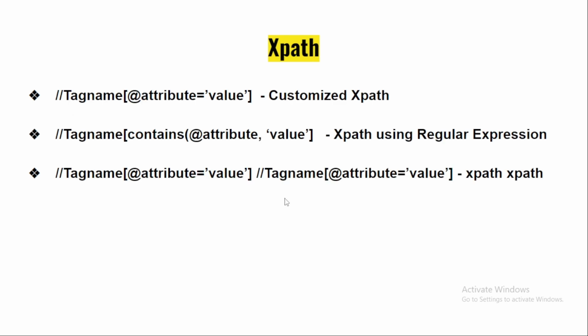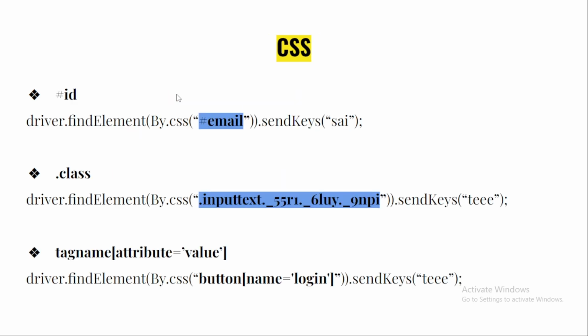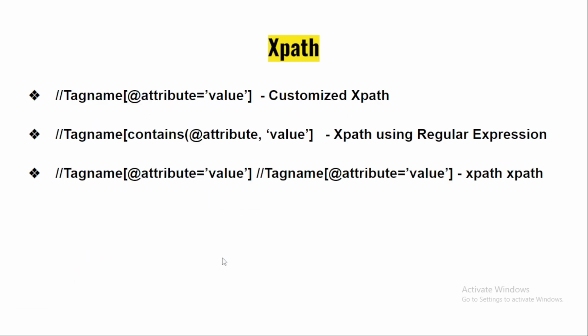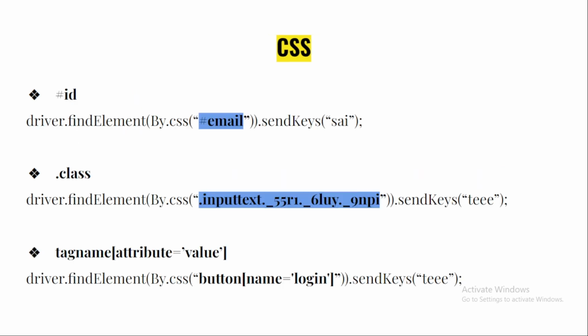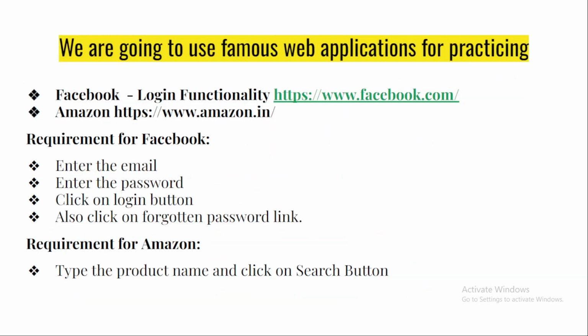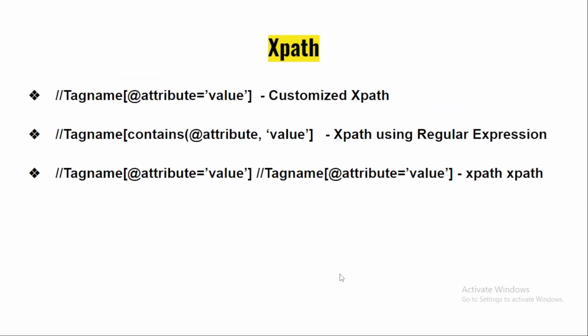Next is the XPath. We can write the XPath in these three syntaxes. It is pretty much relatable to CSS, but in XPath we have this slash and this at the rate, and then everything else is the same, you can see. So let us do this for Amazon. We have a requirement, right? Type the product name and click on the search button for Amazon. Okay, so we will perform that.